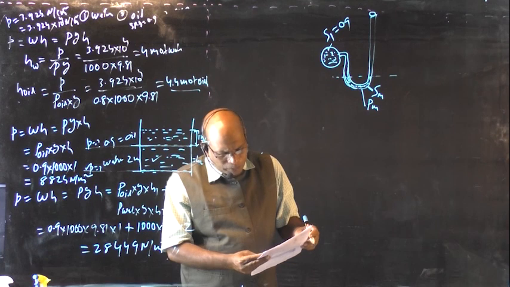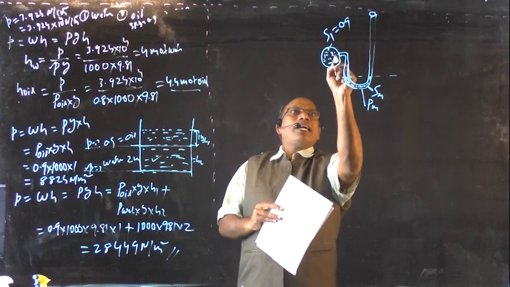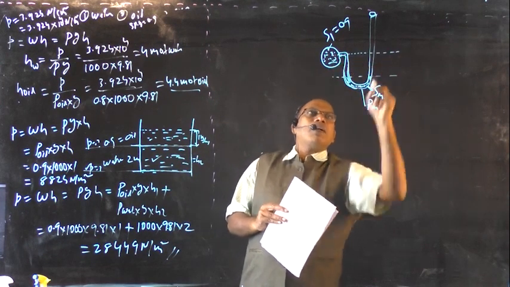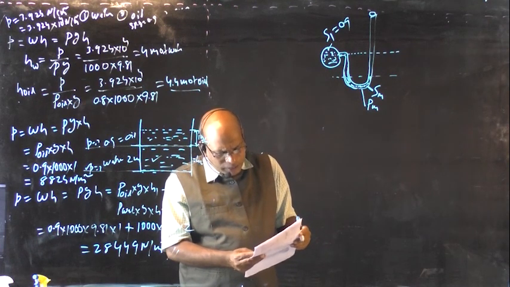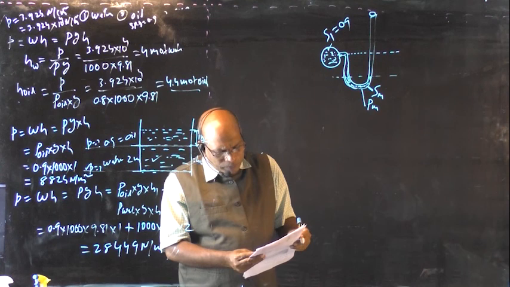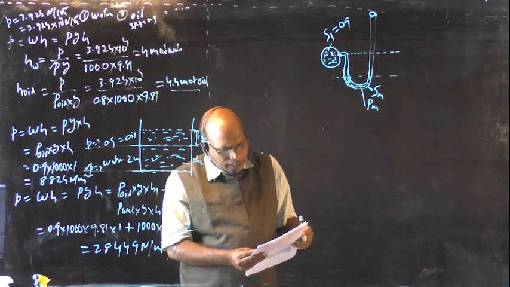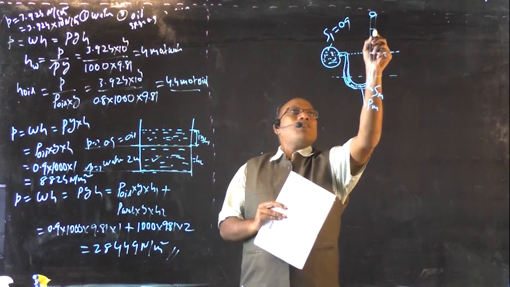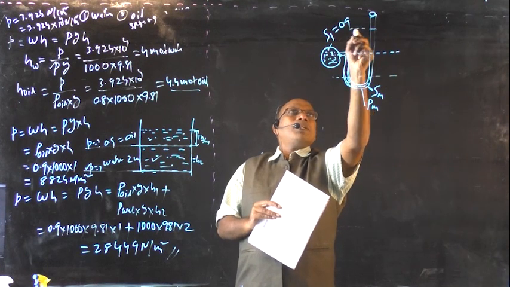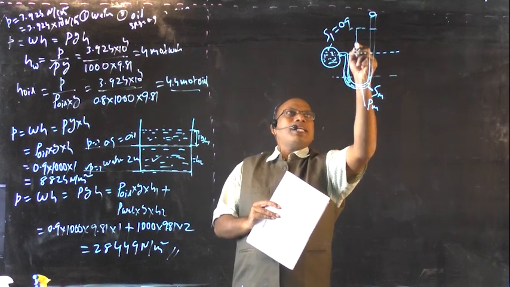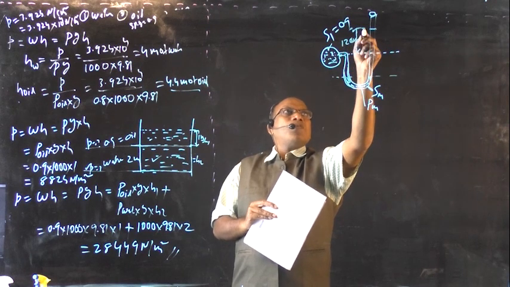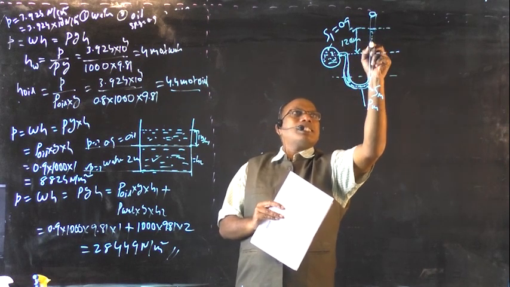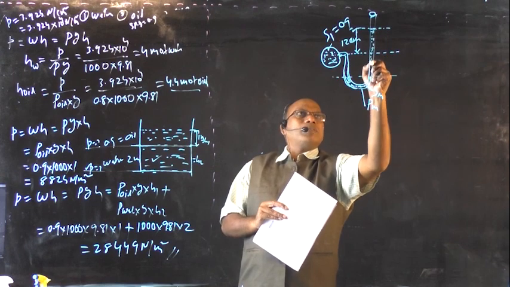This is the center line of the pipe. The center of the pipe is 12 centimeters below the level of mercury in the right limb. Say this is the level of mercury in the right limb. The center line of the pipe is 12 centimeters from the level of mercury. That means this is the mercury.